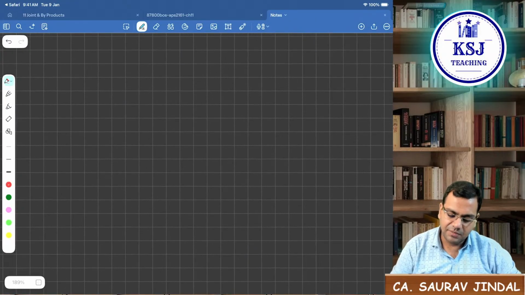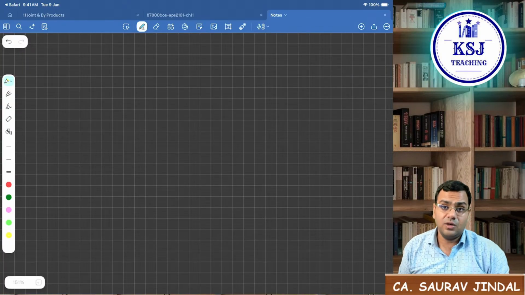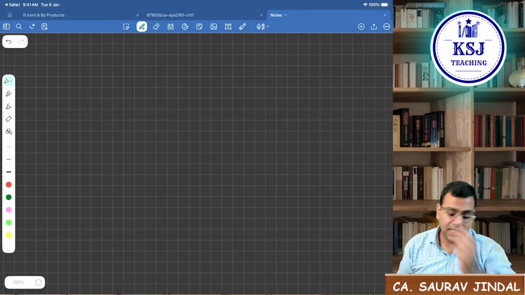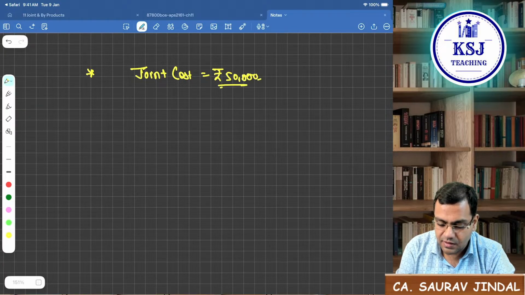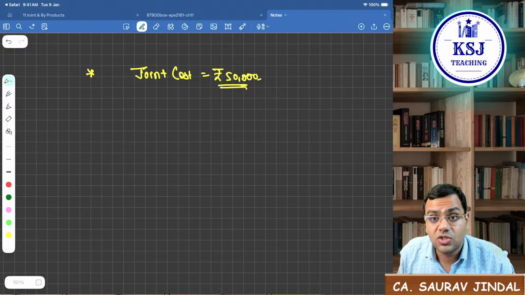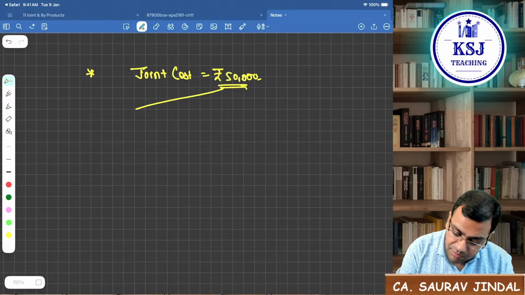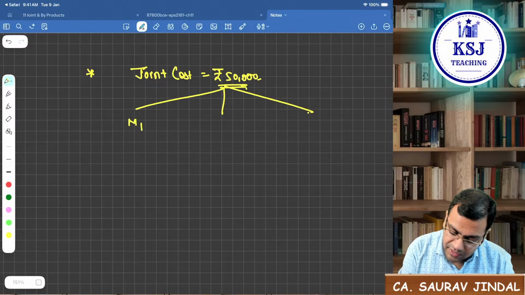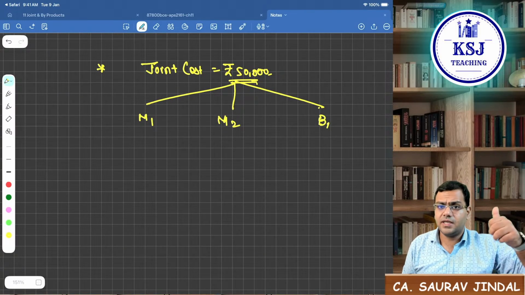Now, what are the different types of questions? Two more types I want to discuss. One of the things that they can do is, now listen to it very carefully. They say there is a joint cost. In a question, you will be given the joint cost. Let's say the joint cost given is 50,000 rupees. Now they say out of this joint product, there are 3 products being manufactured, M1, M2, and B1. 2 main products and a byproduct.